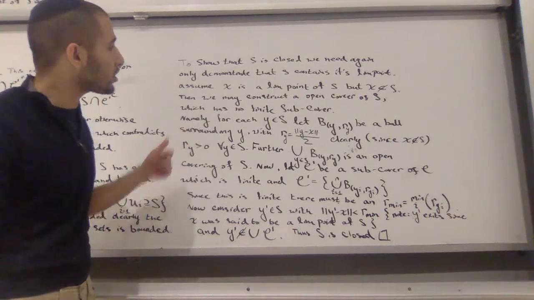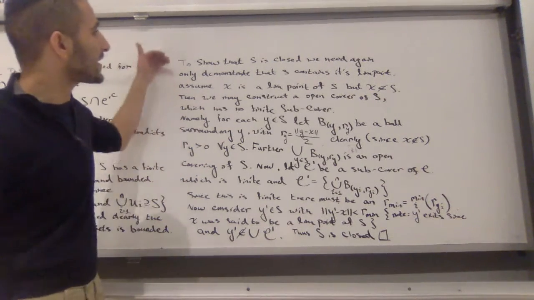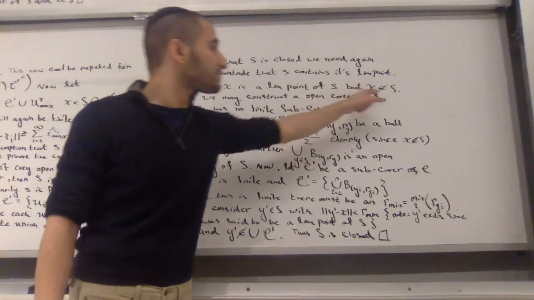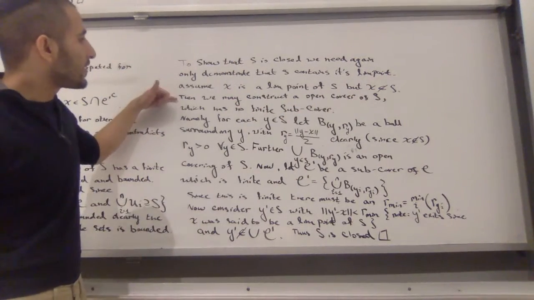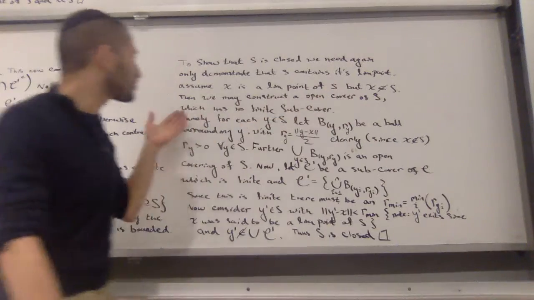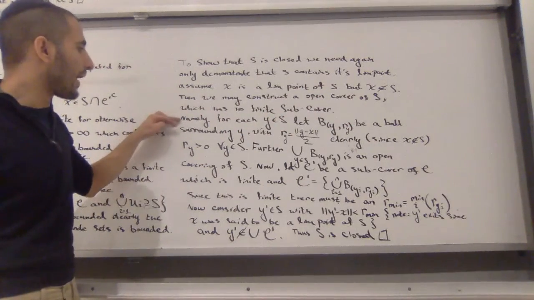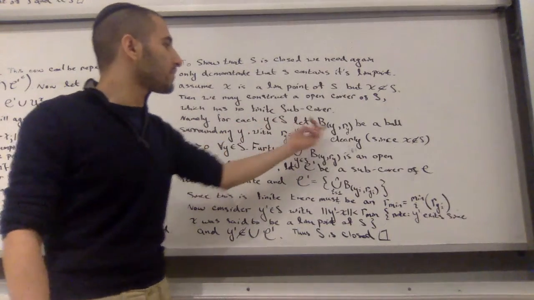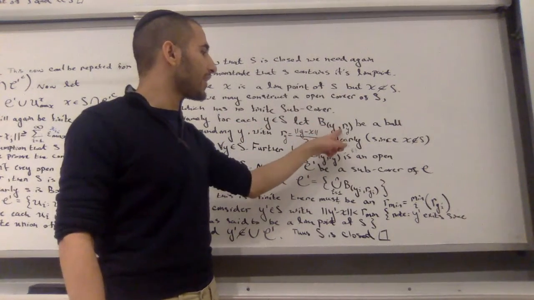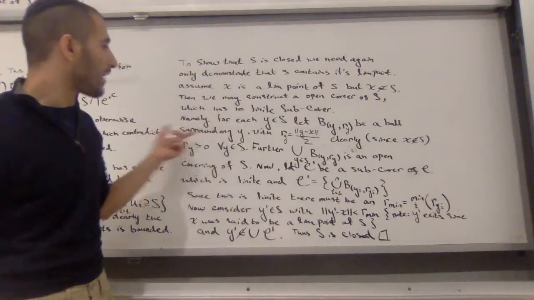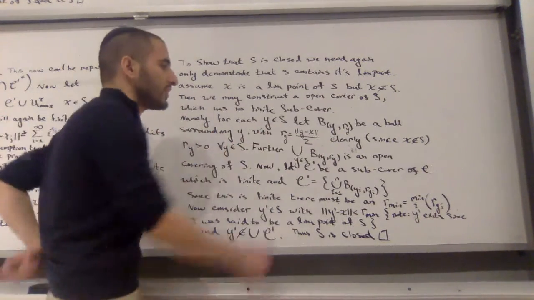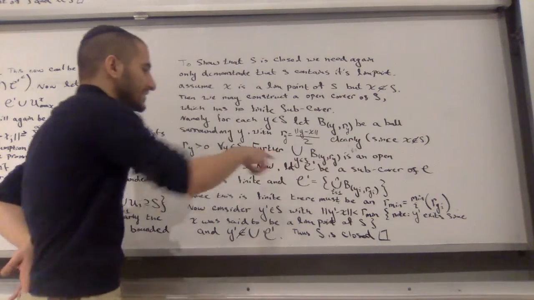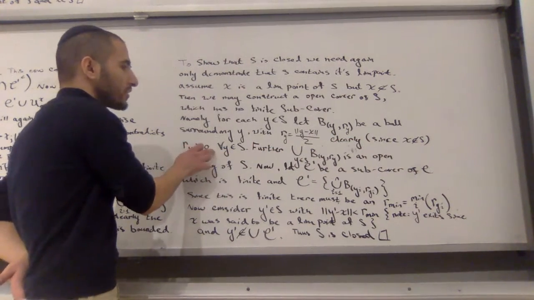So we need to now show that if x is a limit point of S, then it is contained in S. So assume for contradiction that x is a limit point of S, but x is not in S. Then we may construct an open cover of S which has no finite subcover. Why? Namely, for each y in S, let the ball centered at y of radius r_y be a ball surrounding y, with r_y equal to the distance between y and x divided by 2. Now, clearly, since x is not in S, r_y will be greater than 0.